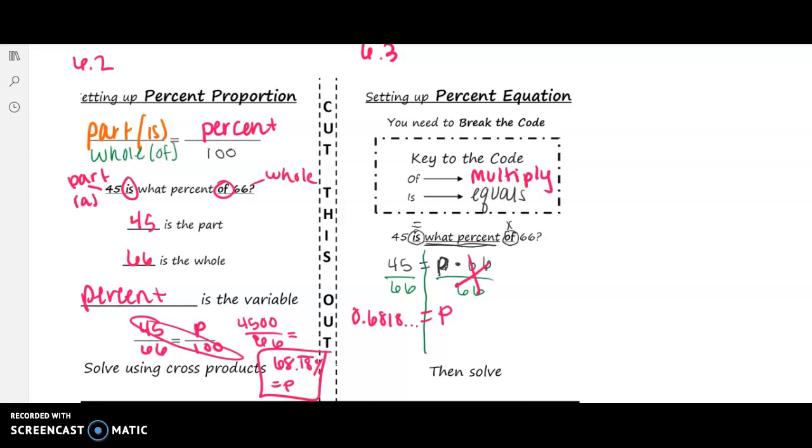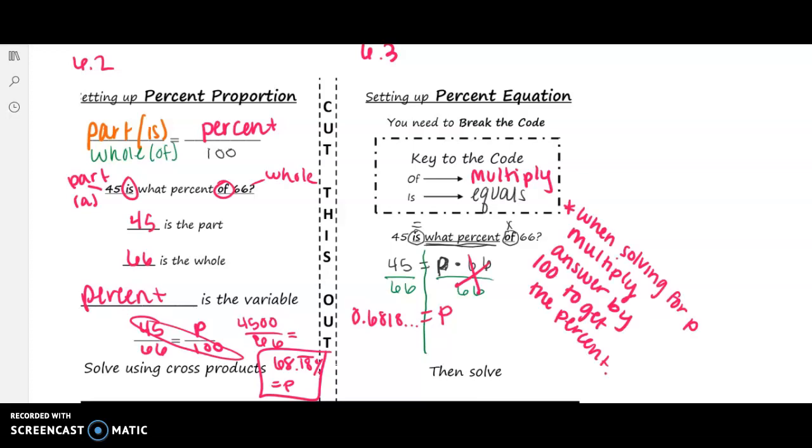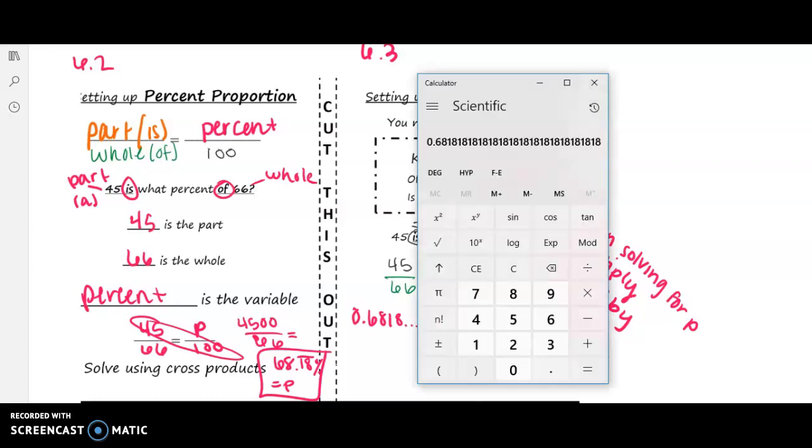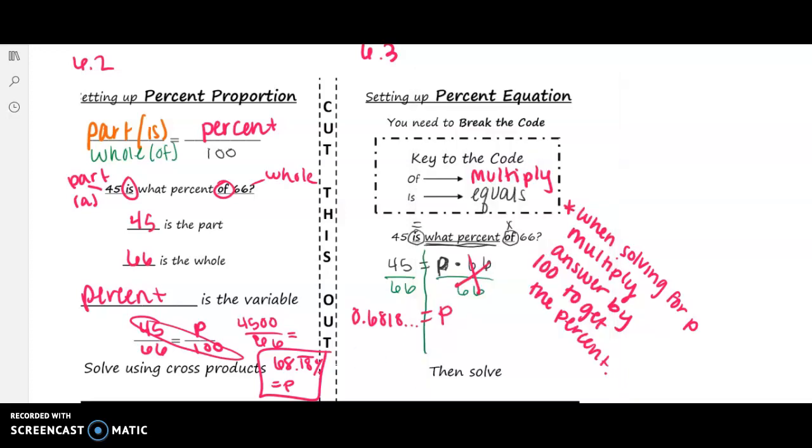So there's an extra step with this one. When we use this method, anytime we don't use proportions, we have an extra step when solving for percent. When solving for P, we need to multiply our answer by 100 to actually get the percent. So we take what we got in our calculator and hit times 100. And we find that our percent is actually 68.18 repeating. We're going to put the line above the 18 and then add our percent sign, and that equals P.